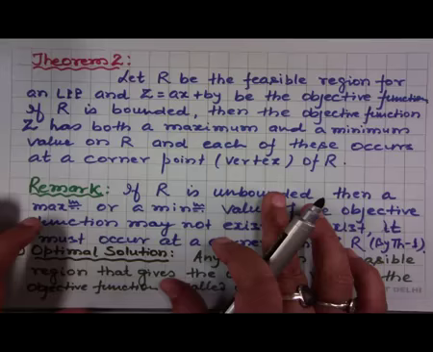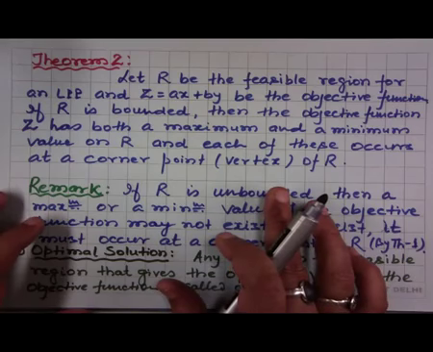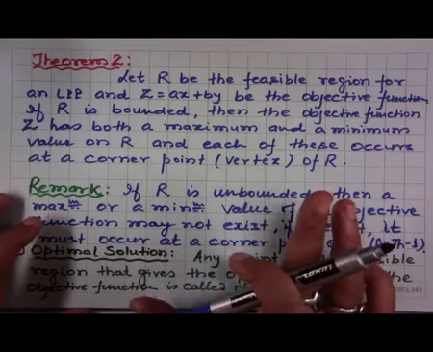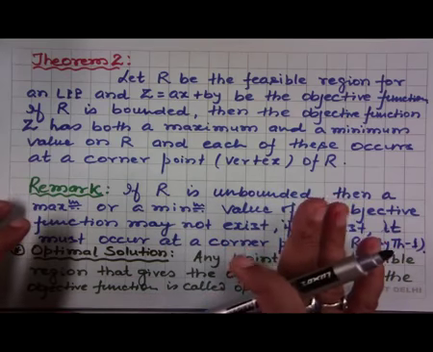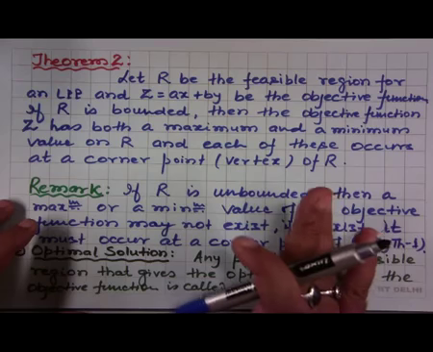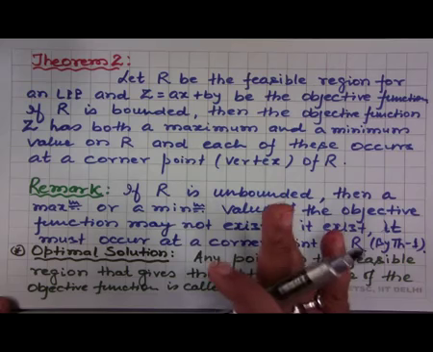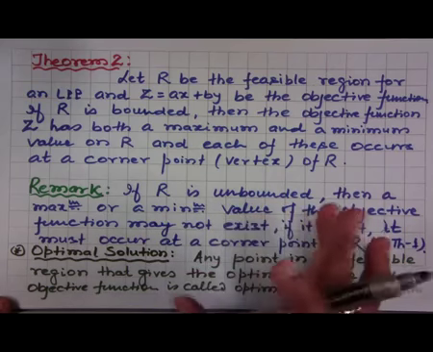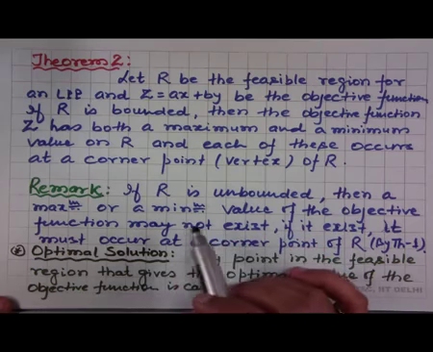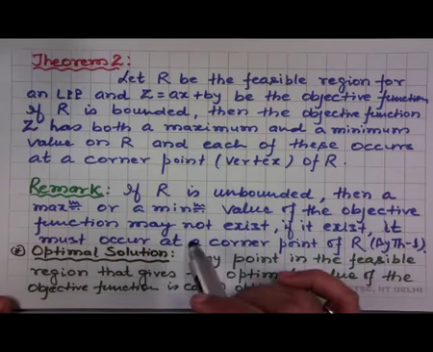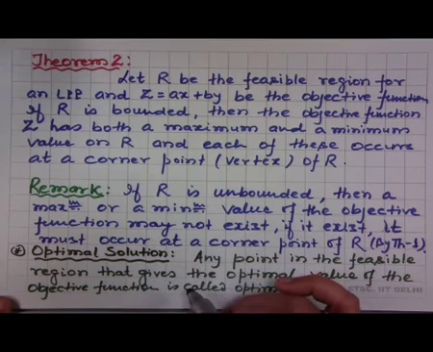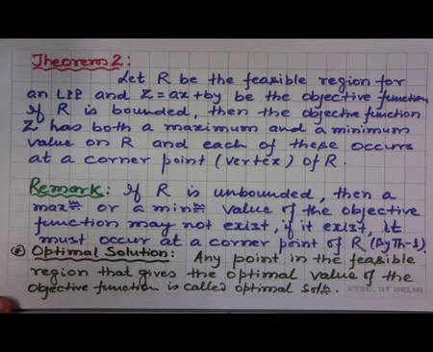And theorem 2 says that let R be the feasible region for an LPP and Z = AX + BY be the objective function. If R is bounded, then the objective function Z has both a maximum and a minimum value on R, and each of these occurs at a corner point of R. Remark: if R is unbounded, then a maximum or a minimum value of the objective function may not exist. If it exists, it must occur at a corner point of R.